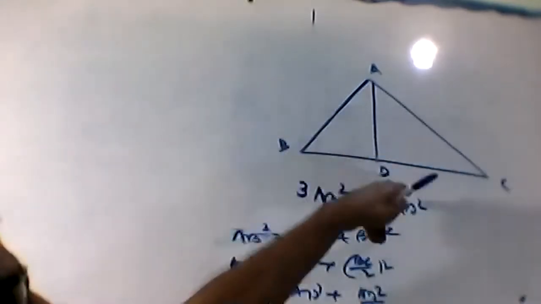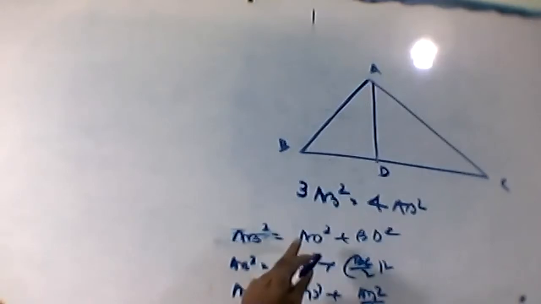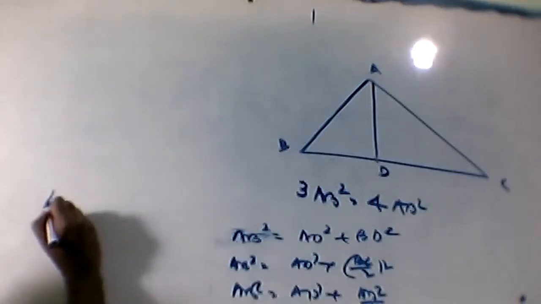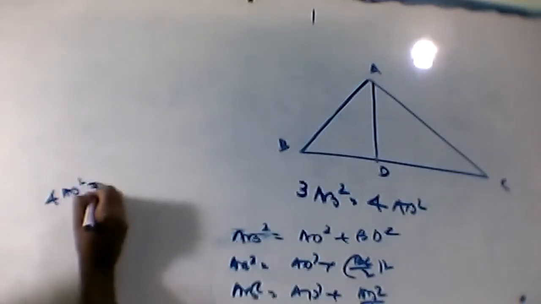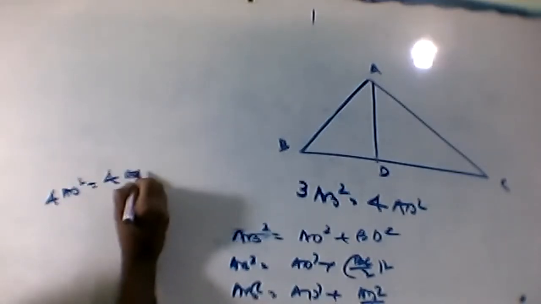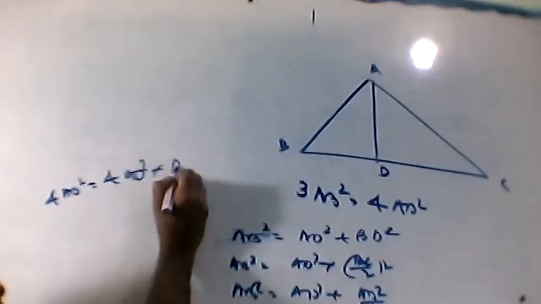Okay, look here, listen. I'm directly writing: in triangle ADB, AB square equals AD square plus BD square, which is AD square plus BC by 2 whole square. So that means BC equals AB. Multiply by 4: 4 AB square equals 4 AD square plus AB square. One AB square going here, you get 3 AB square equals 4 AD square. Are you okay now?